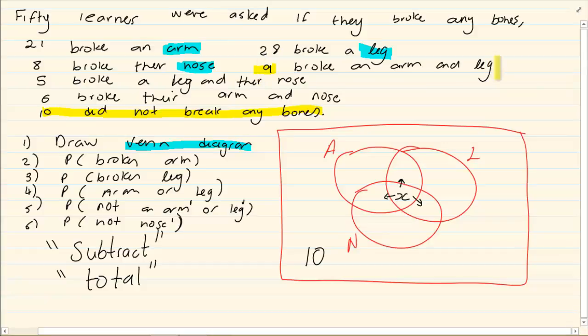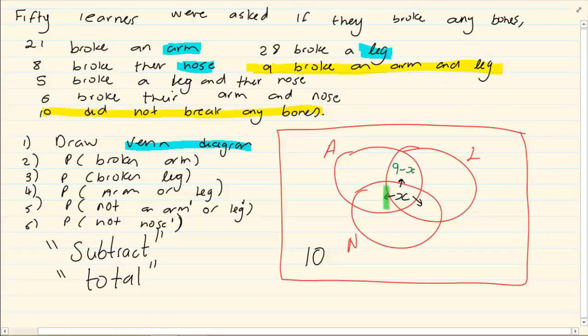9 broke an arm and a leg. Now an arm and a leg is this entire block. Can you see? Wherever I'm coloring, that is an arm and a leg. So the whole thing must be 9, not just this. That's not accepted, because you know the whole thing has to be 9. So what is this? 9 minus x. So when I total it, 9 minus x plus x equals 9. So it is 9 minus x. So we are done with arm and leg.